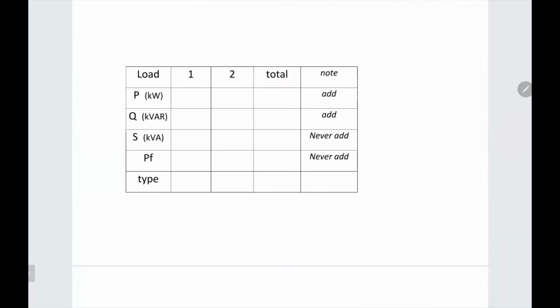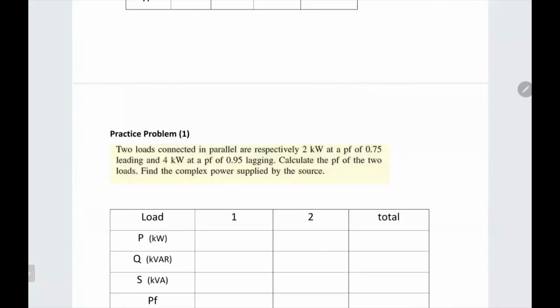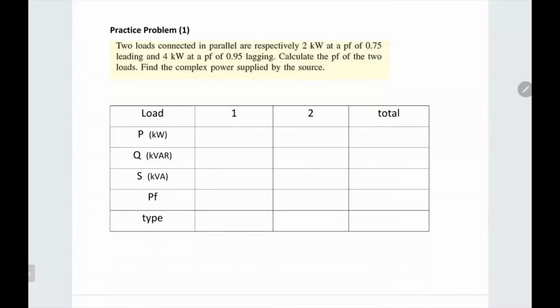You can use this table, of course, to organize your answer. I will leave it for you to solve by yourselves now, as practice, in pairs, and then you submit it to me. I'll give you 10 minutes. That's exactly like the exam. It's not a quiz. You can share with your friends in pairs, and you submit only one paper with both names.